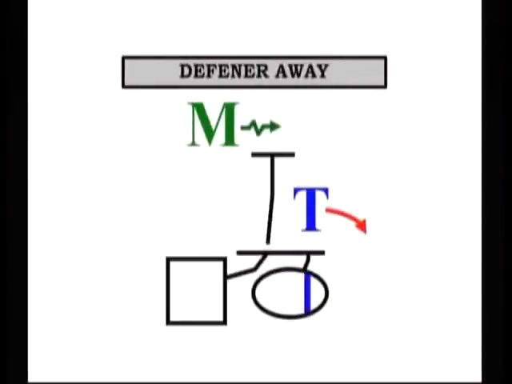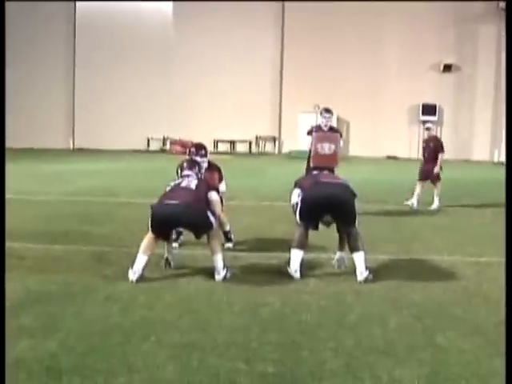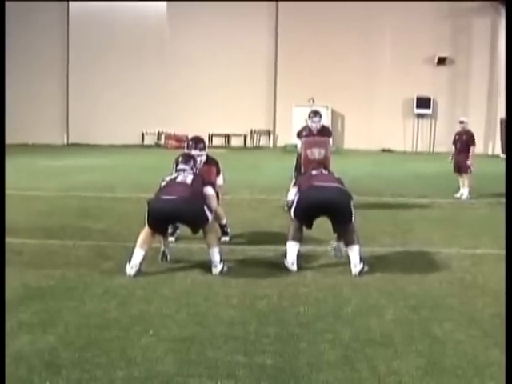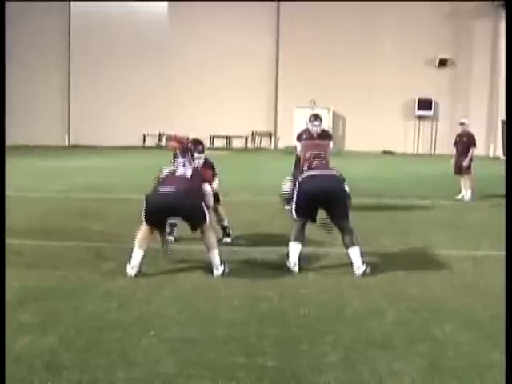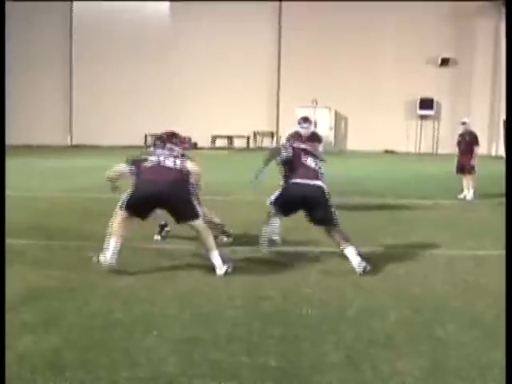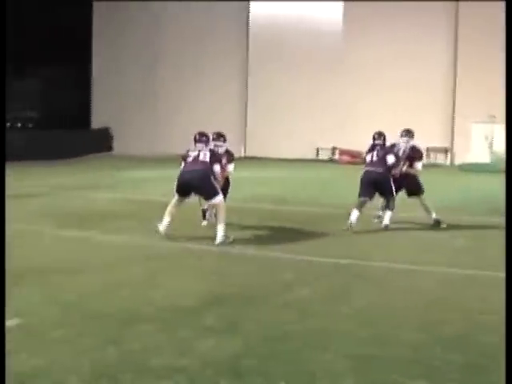Here's the defender away. And again, these are all drills and how we drill our zone game. This is tight zone, defender away. Again, tight zone is a one-step operation. Very good by 61. Defender goes away. You snap opposite and clean up behind you and climb to the second level.